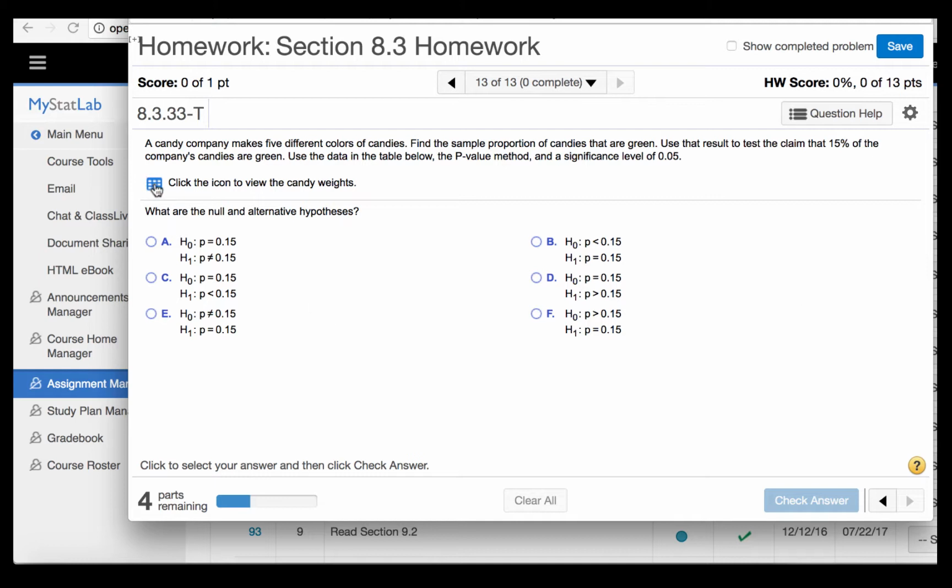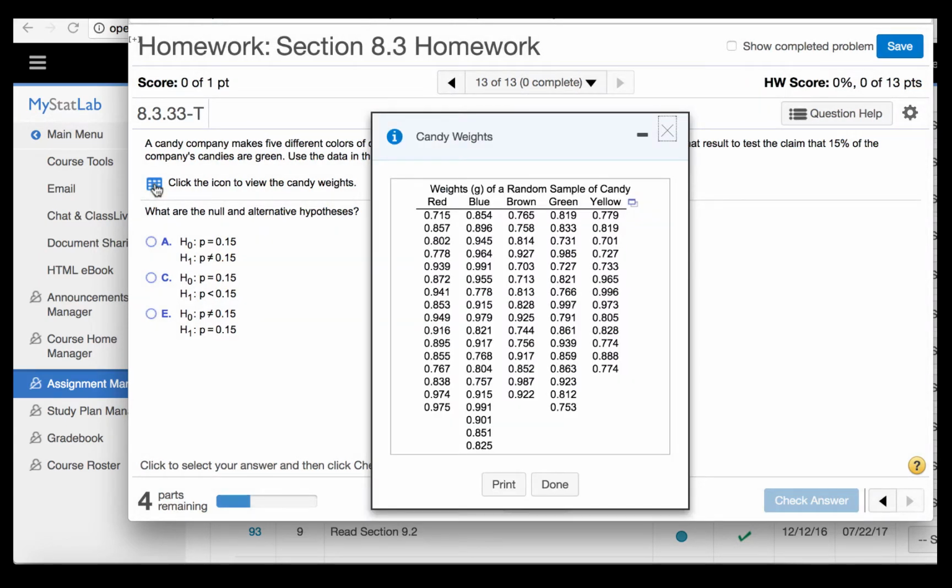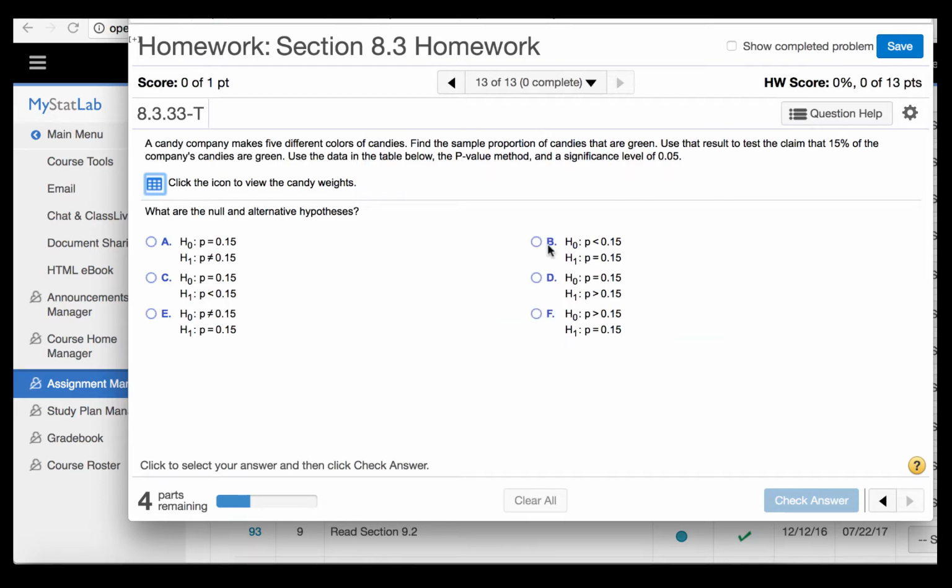If we click on this icon here, we will be able to view the candy weights. We are asked to conduct a hypothesis test about the proportion of the candies that are green. So that means how many of these are green out of the total number of candies. We are to test the claim that 15% of the company's candies are green.